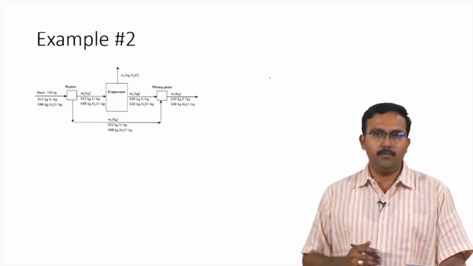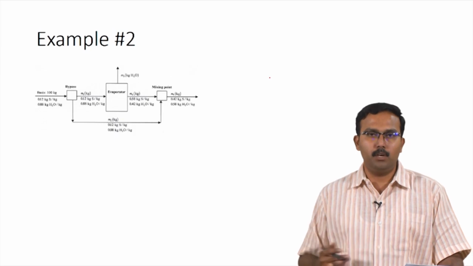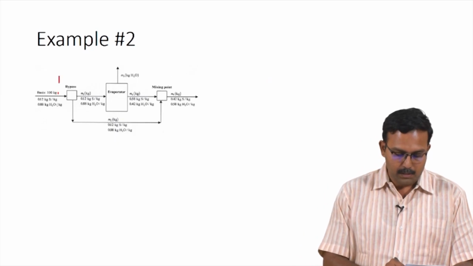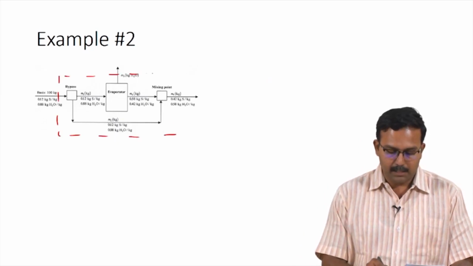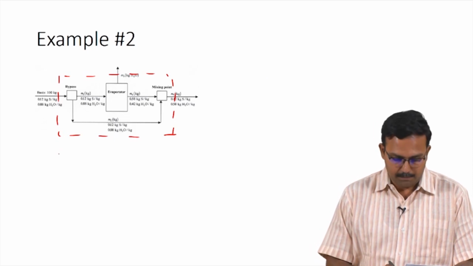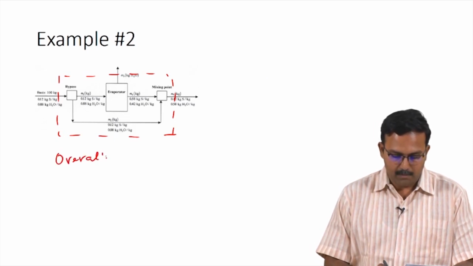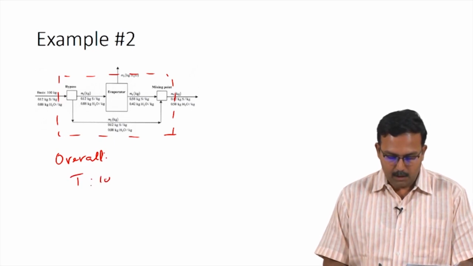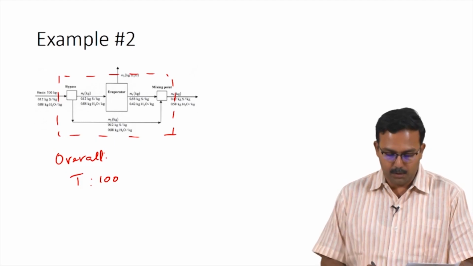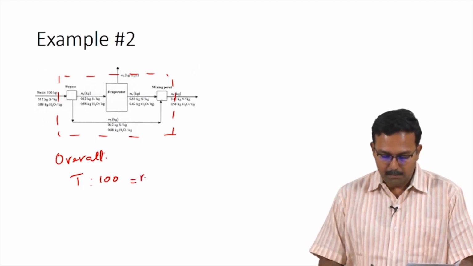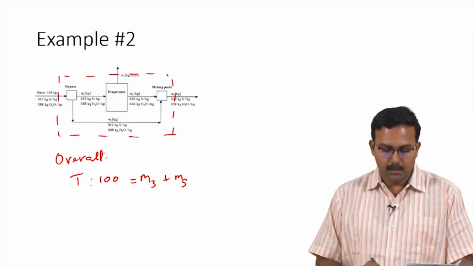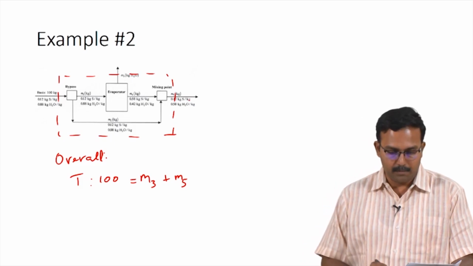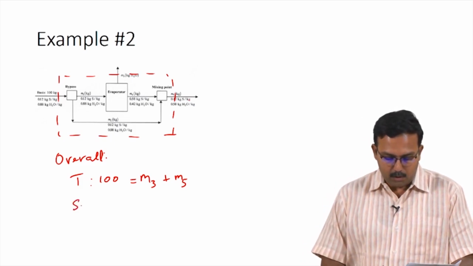So, now it is important for us to identify which systems we want to work with. As always, we will start with the overall system. The overall system would encompass the bypass stream, and would have total balances which can be written as 100 kilograms entering through the fresh juice would be equal to m3 plus m5, where m3 is the water vapor that is being evaporated and m5 is the final product that is being produced. We can also write the solids balance.